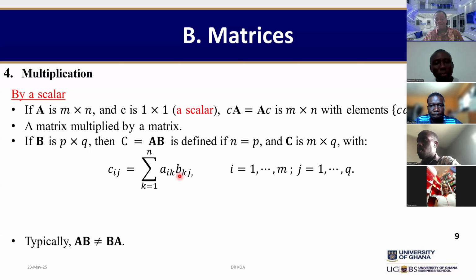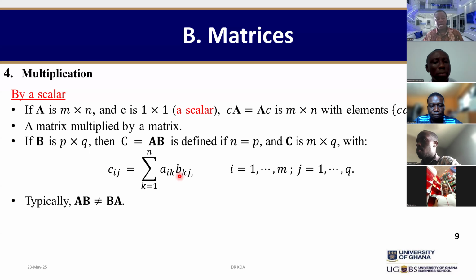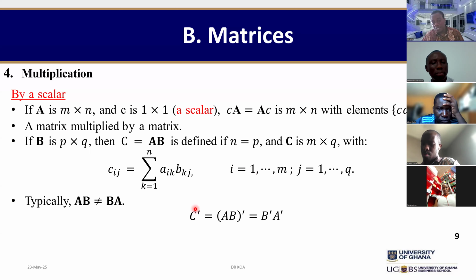And this is a very interesting analysis, because typically AB will never be equal to BA in this context. It won't naturally be equal. And therefore, we can say that if you have the transpose of C, it will be equal to (AB) transpose. Okay. And why is that so? Because we've already defined that here. However, that will also be the same as B transpose and A transpose.